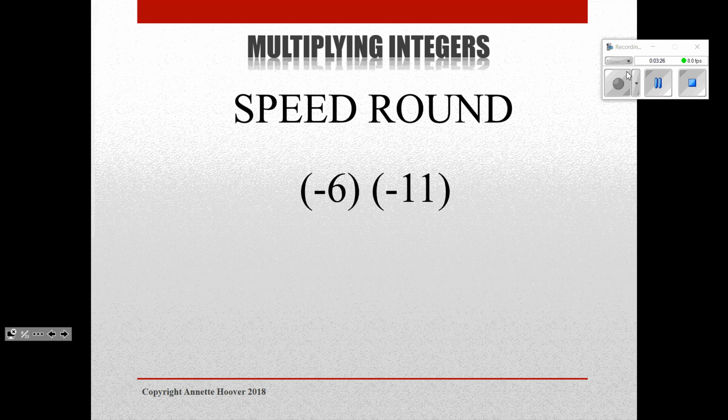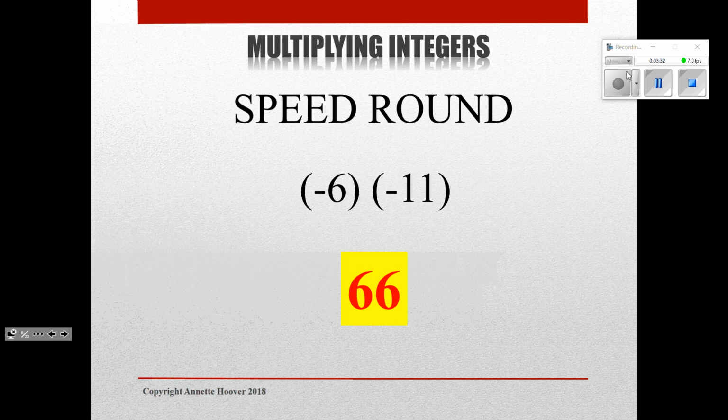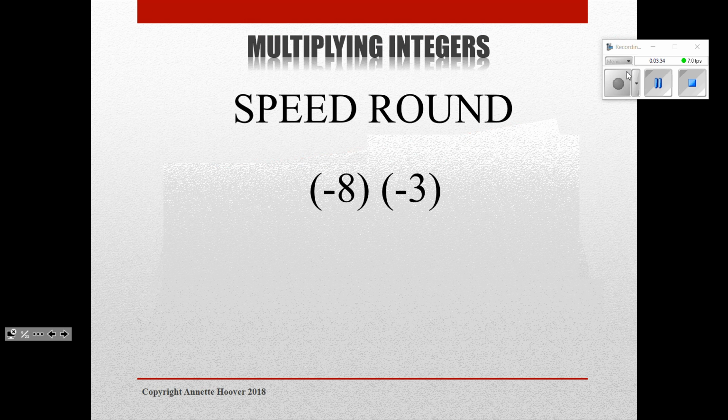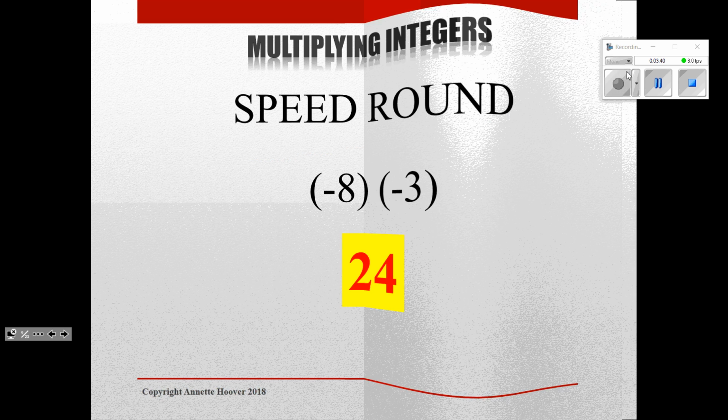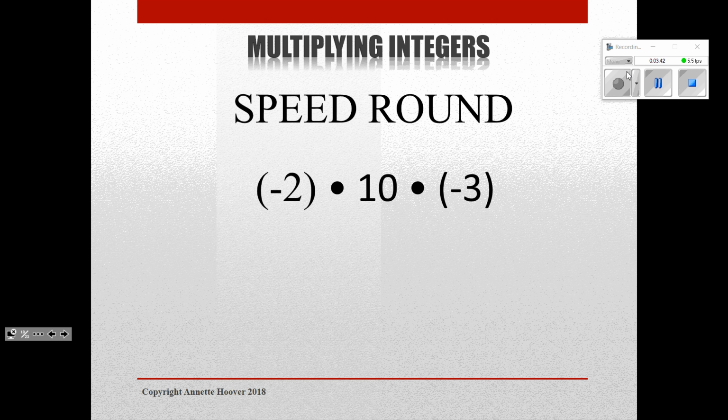6 times 11 is 66. 2 negatives make a positive, so that's 66. 8 times 3 is 24. 2 negatives make a positive, that is a positive 24. I'm going to do the 2 times 3 first just because I like to. 2 times 3 is 6. 6 times 10 is 60. 2 negatives make a positive, positive 60.